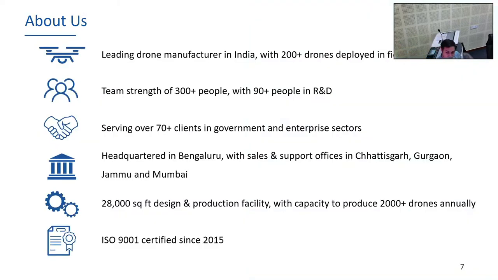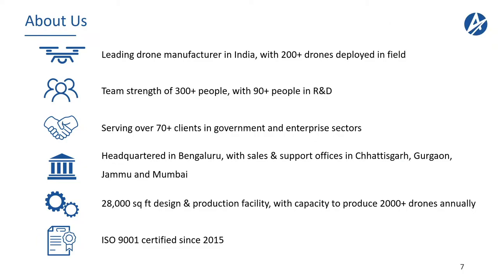So how big it is: we have more than 300 people in house, where 90 plus people are working in R&D to make the new systems according to new technologies. There are various clients, like government clients, private clients, agriculture clients, highway clients, oil and gas. So various clients we have. Manufacturing is going on in Bangalore currently, and the other offices are in Gurgaon, Jammu, Mumbai, and all these areas.